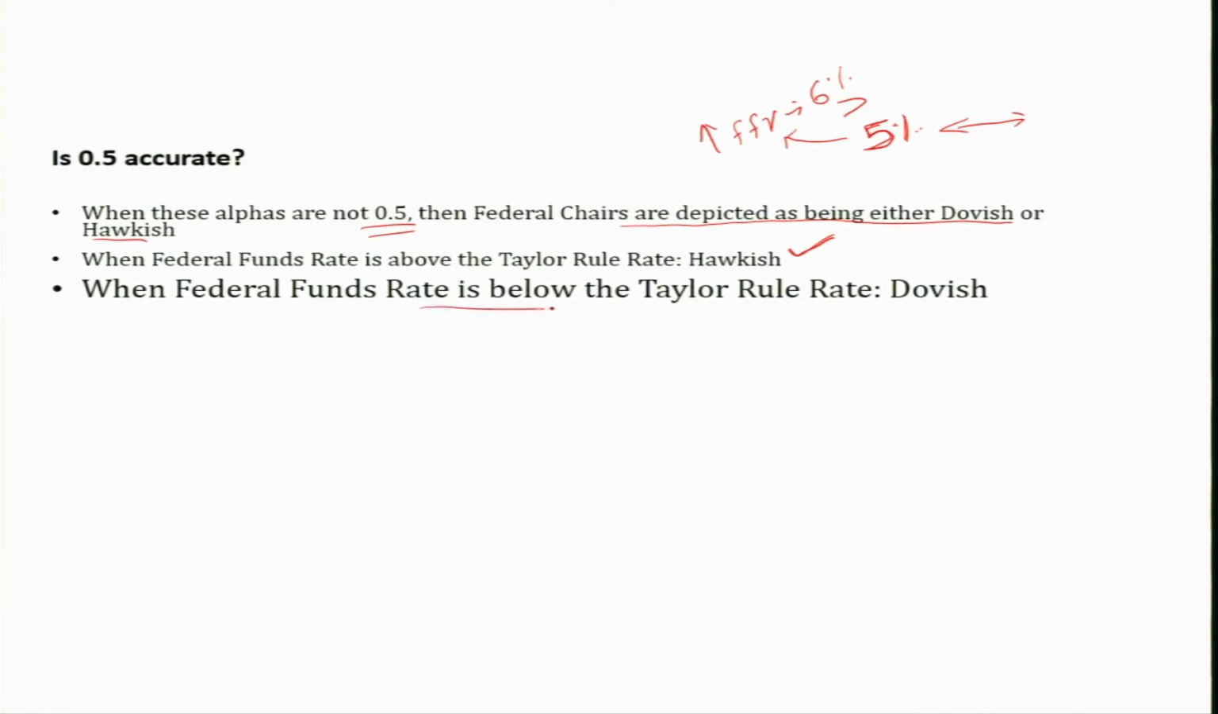When the Fed funds rate is below the Taylor rule, for example we are getting 5% through the Taylor rule, but suppose the Fed is determining the Fed funds rate at 4%, then we can call that the Fed chair, the Fed, is being dovish, that means they are following a more generous, more expansionary monetary policy by reducing the rate of interest. Then as a result, the rate of interest declines, investment by firms will increase, and GDP will increase.